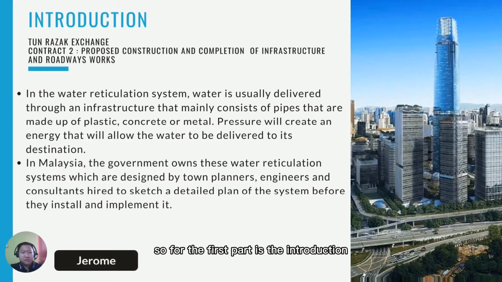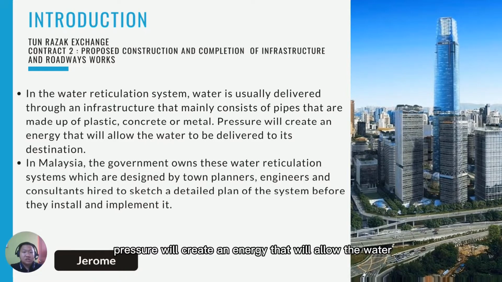So for the first part is the introduction. As I have mentioned before, our case study is based on the Tun Razak Exchange contract, which is the proposed construction and completion of infrastructures and roadway works. In the water reticulation system, water is usually delivered through an infrastructure that mainly consists of pipes that are made up of plastic, concrete, or metal.